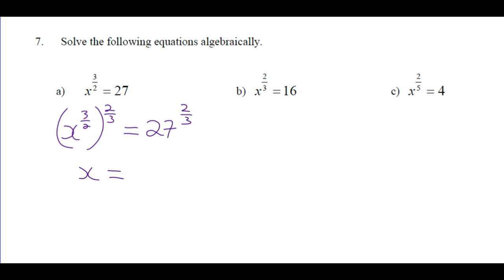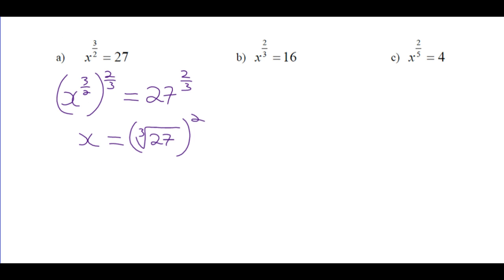And what's 27 to the 2/3? Well, it's the cube root of 27 squared. You could also just punch 27 to the 2/3 into your calculator and get the answer, which is 9. Okay, that's how you solve that.